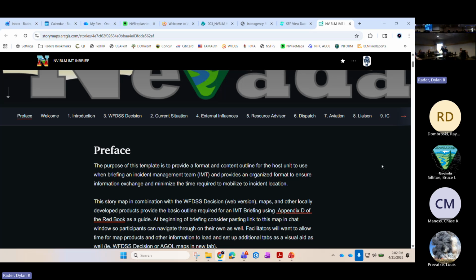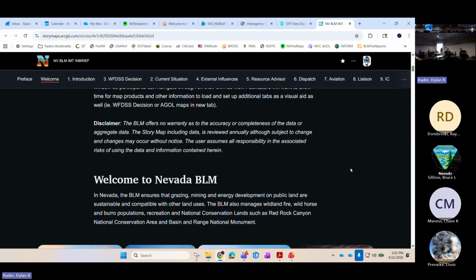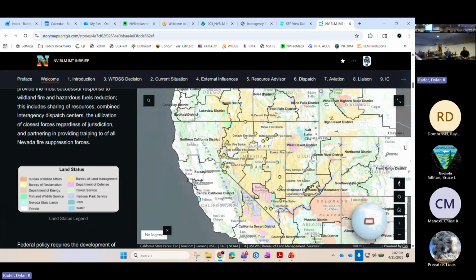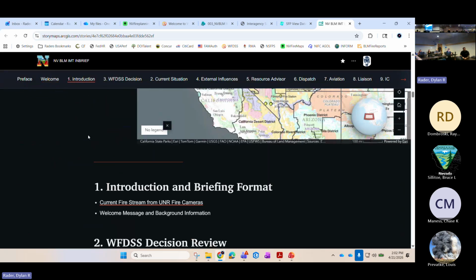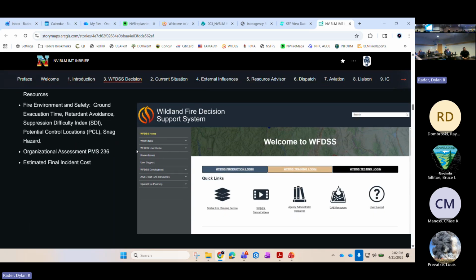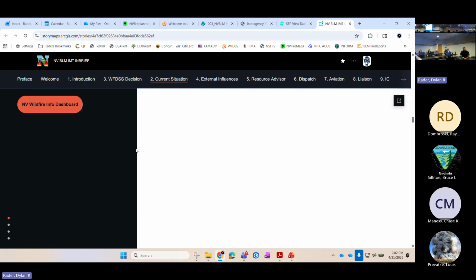All you would have to do is publish a WFDSS decision and have your WFDSS decision ready to go. And the information that's in this story map is dynamic, and all these links are updated, ready for this fire season. And it basically follows the same format as what you see in the Red Book. But all that information is right here.